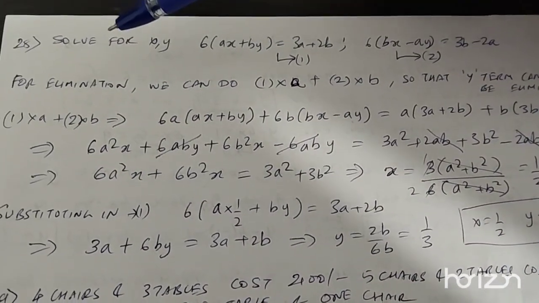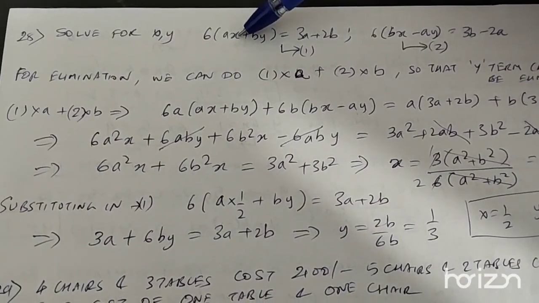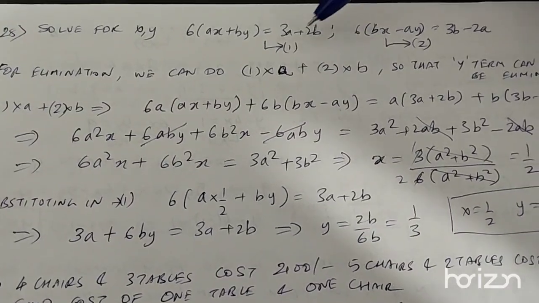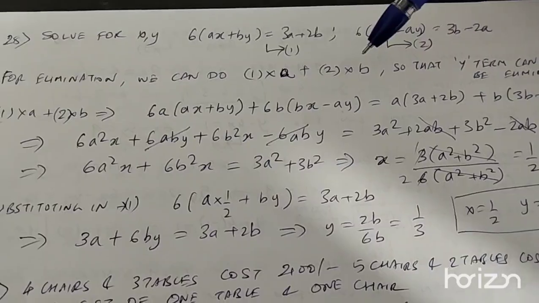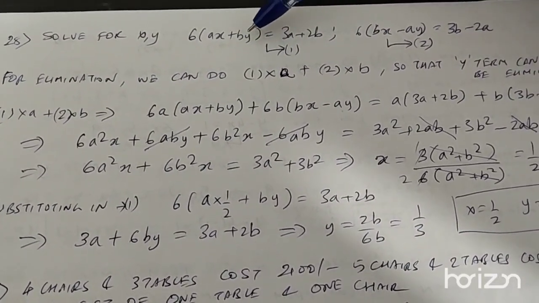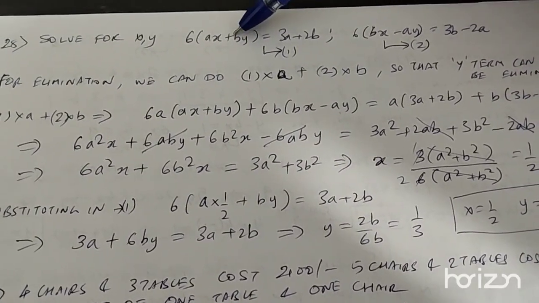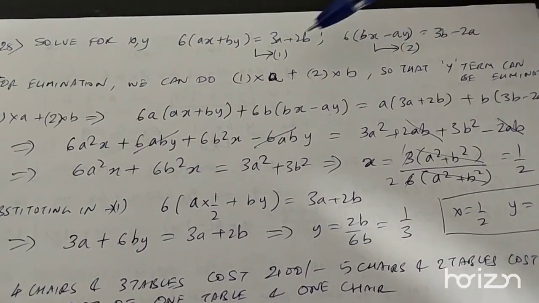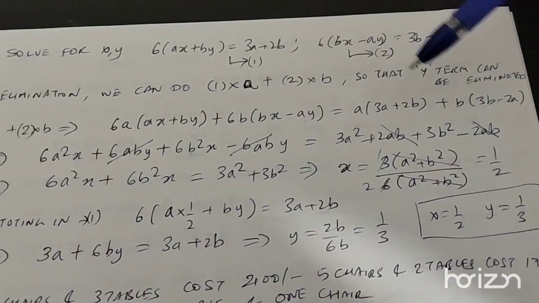Now what we have to do is solve this by elimination. Here x has a, but in the second equation x has b. So why not multiply the first equation by a and the second equation by b, so that the y gets eliminated? There is by in the first equation, and ay in the second equation, so if we multiply by a and b respectively, the y term can be eliminated.